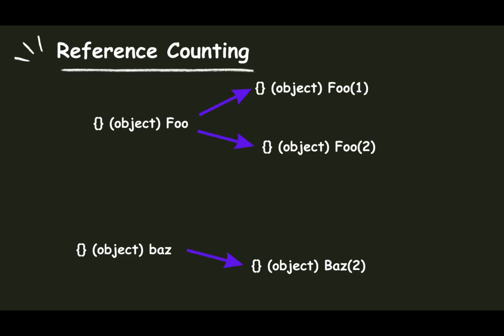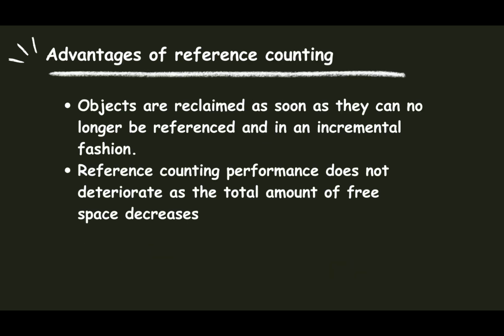Reference counting is an alternative approach to automatic memory management where each object tracks how many references point to it. When references drop to 0, the object is immediately collected. The main advantage of reference counting over tracing garbage collection is that objects are reclaimed as soon as they are no longer referenced, and this is done in an incremental fashion.